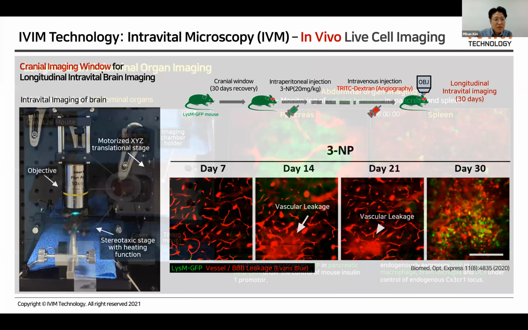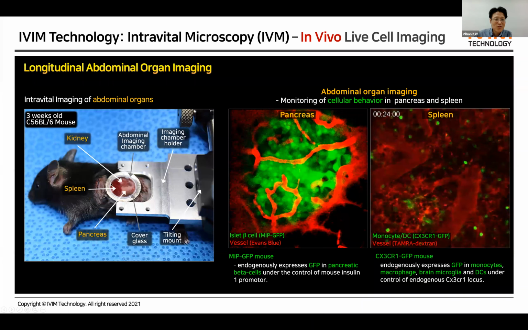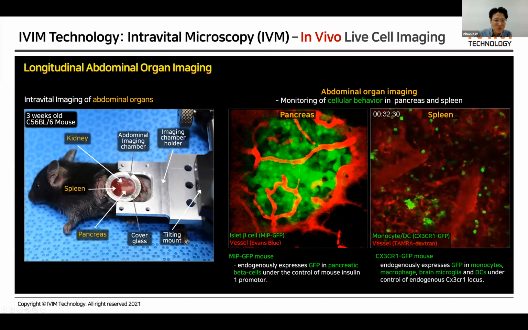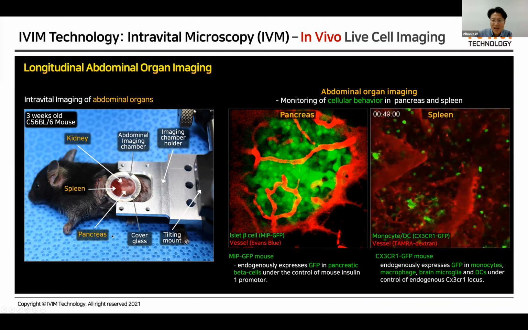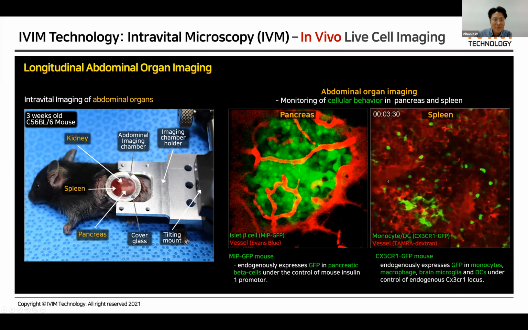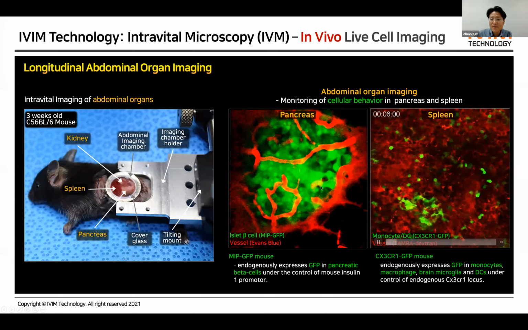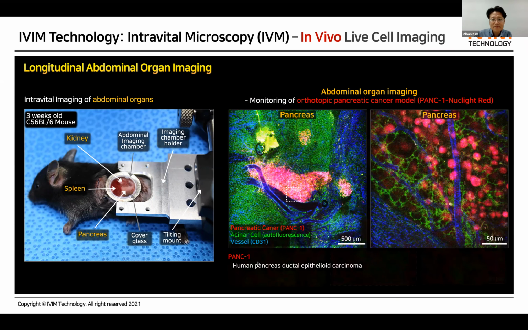And there's another technique called the abdominal organ imaging window. It looks like this. Using this window, we can image all of the abdominal organs, like the kidney, spleen, or pancreas. And this is the real data we obtained from the pancreas and the spleen. And this is a pancreatic cancer model using another red-colored pancreatic cancer cell line, PANC1.